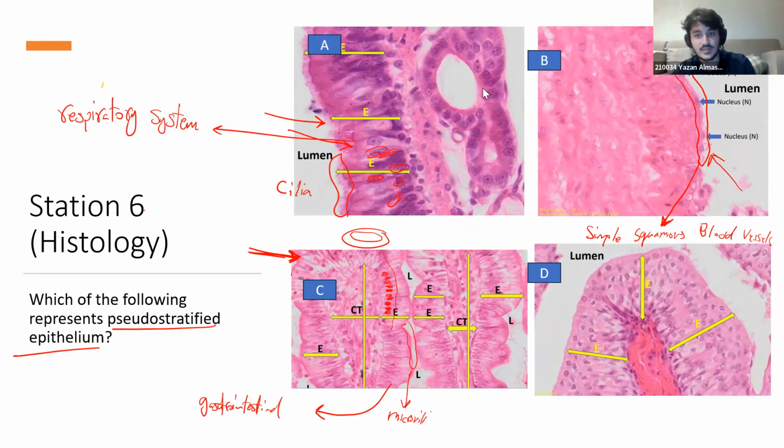Okay. What's the type of epithelium in picture D? Yes, it allows for diffusion. Simple cuboid, nope. Transitional, yes, it's transitional. And where do we find it? In the urinary system.